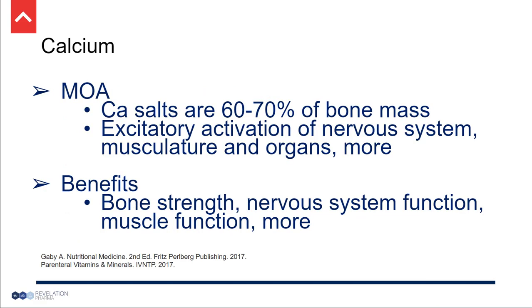So calcium. So mechanism of action. As everyone largely knows, calcium salts make up most of the bone mass at 60 to 70%, and calcium produces the excitatory activation of our nervous system, our musculature, so contracting our muscles, as well as contraction and activity in all of our organs and many other activities. But that's some of the most common major things that we think of with calcium. So then benefits, naturally, with having healthy calcium levels.